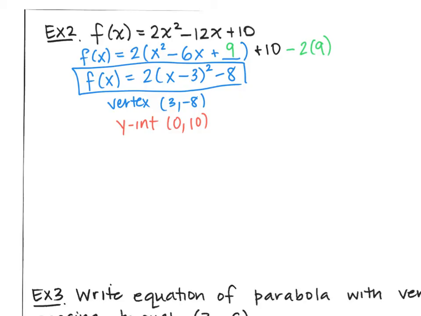Okay, so let me find the x-intercepts. I'm going to use the original equation. 2x squared minus 12x plus 10 equals 0. It looks like it might be a little tricky to factor, but there's a common factor. They all divide by 2, so I'm going to factor out the 2.